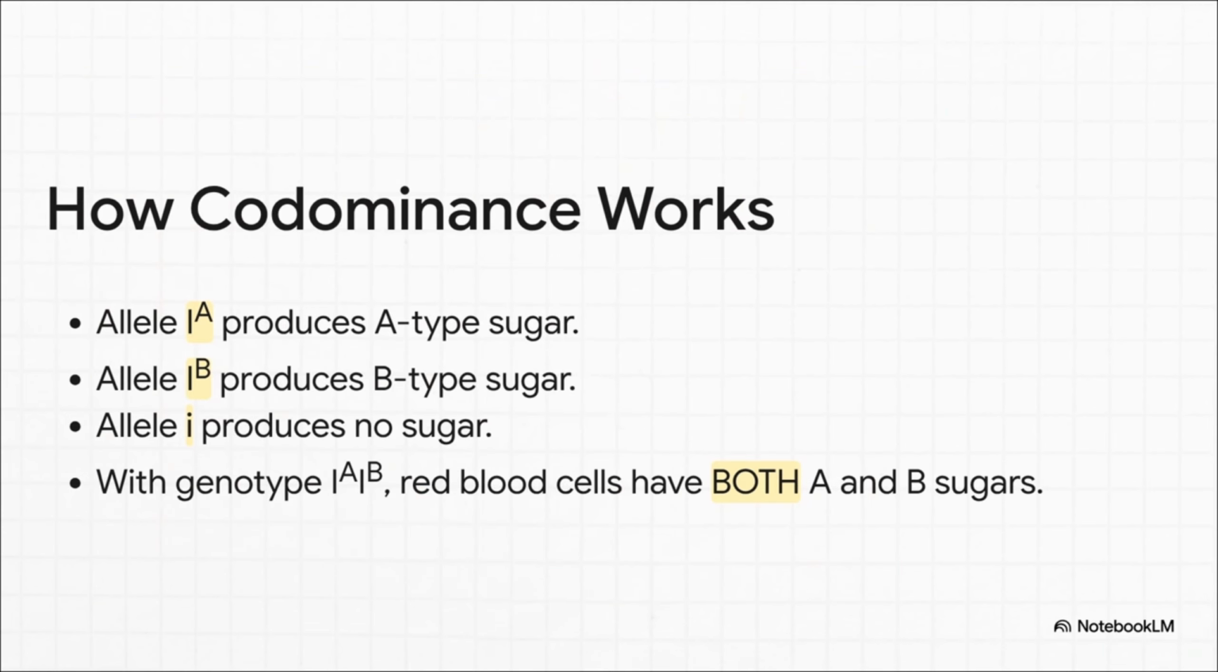So how does this actually work? It's pretty cool. The IA allele basically tells your body to put little A sugar markers on your red blood cells. The IB allele tells it to put on B markers, and the i allele just doesn't do anything. So if you have both the IA and IB alleles, what happens? Your red blood cells get covered in both A markers and B markers. Not a mix, but both distinct types, right there together.